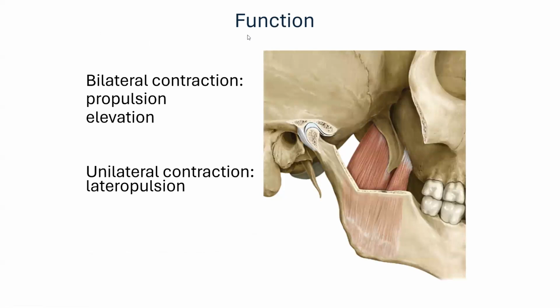Well, if we look into the function, bilateral contraction causes propulsion and elevation, and upon unilateral contraction, it works in coordination with the lateral pterygoid for the lateral movement.